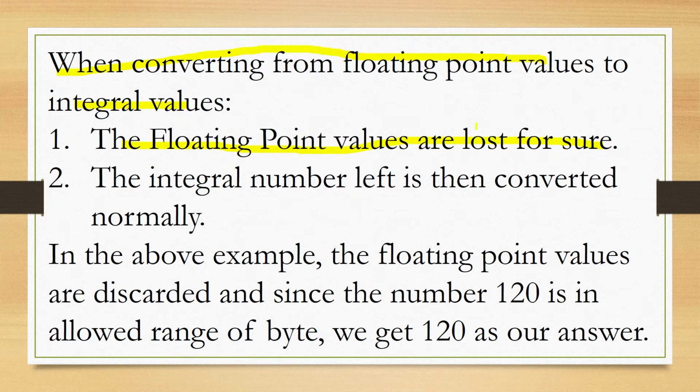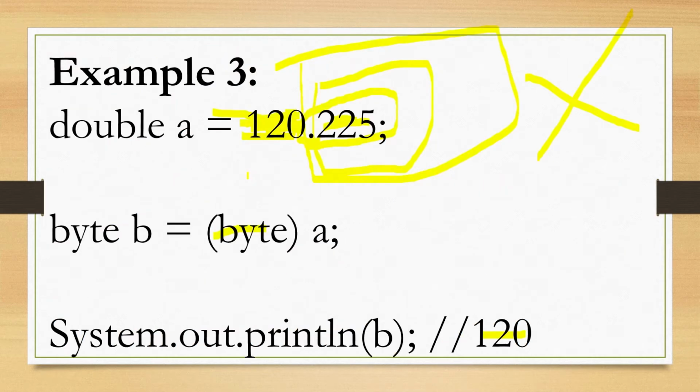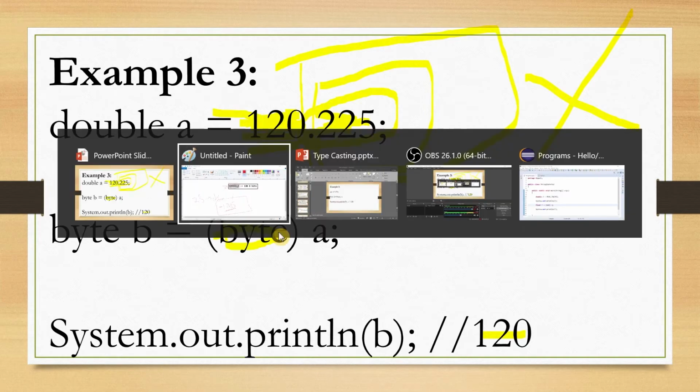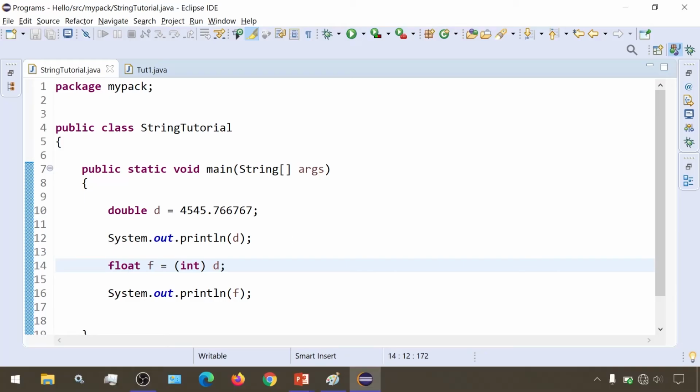The integral number left is then converted normally, with the conversion which we saw previously. So that is what's happening here. First this 0.225 will be discarded. After that we will have this integral value 120. Then this integral value 120 will be converted into byte. Now let's see this in code and understand further.